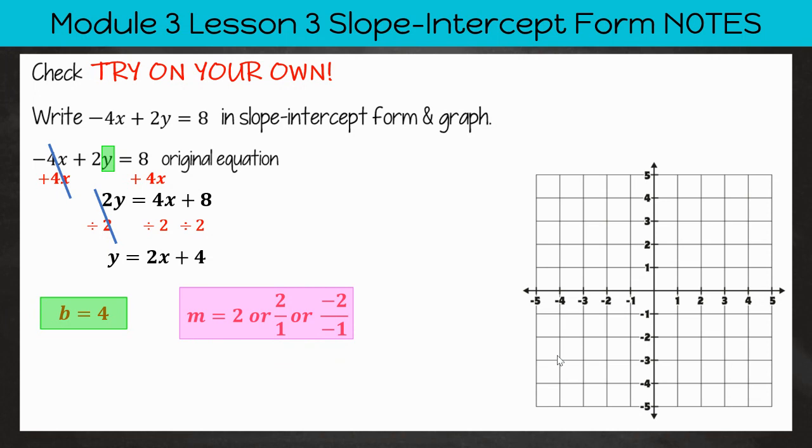When we have a slope of 2, remember it's 2 over 1, or it could also be negative 2 over negative 1. So there's my point, my y-intercept of 4. And this time I'm going to go down 2 and to the left 1 because a negative 2 and a negative 1 is still going to give me a positive 2 slope. And there is my linear function.